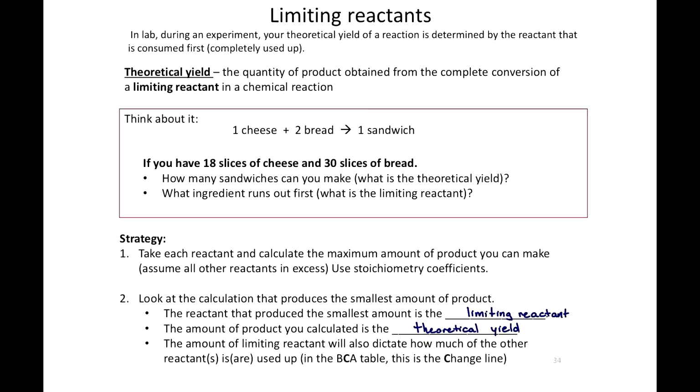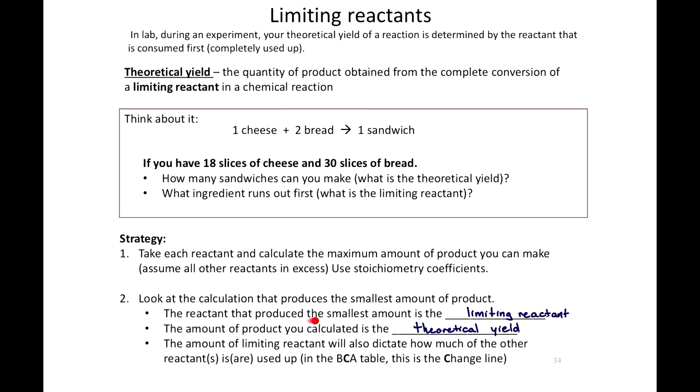Which ingredient? Bread. We noticed that, oh, we need 2 slices of bread for every 1 sandwich. I have 30 slices of bread, so that means I can only make 15 sandwiches there. But look at the cheese, all right? We only need 1 cheese for 1 sandwich. So if we have 18 slices of cheese, technically we could make 18 sandwiches, right? But we notice, oh, 15 is smaller than 18. And so that's what makes it the limiting reactant. And that's exactly what you're going to do, but using stoichiometry instead. You're going to do calculations twice, and you're going to pick the smaller number at the very end, all right?